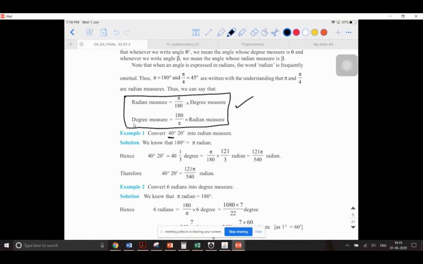2 pi by 9. So how did you get it? 40 divided by 180 is equal to C divided by pi. Am I right? Yes. So there's going to be 2 times, there's 9 times, so C will be equal to 2 pi by 9. So 2 pi by 9 is going to be 40 degrees.